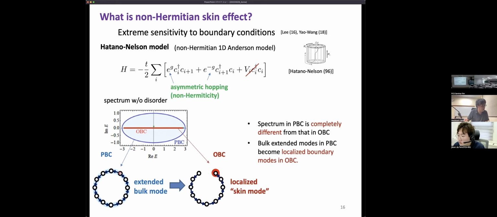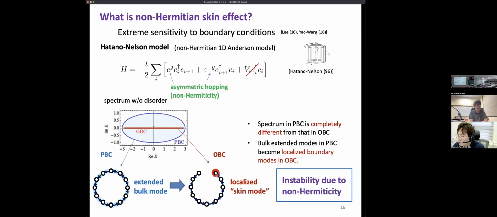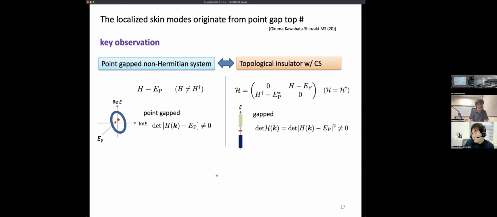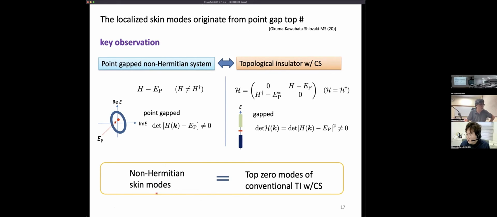And we also found that the bulk state is very different. In the periodic boundary conditions, we have an extended bulk mode. But once we have open boundary conditions, we have a localized skin mode. This is due to the instability of the non-Hermiticity and never happens in conventional Hermitian systems. And we can show that this localized skin mode originates from the point gap topological number. The key observation is the correspondence between the point gap non-Hermitian systems and topological insulators with chiral symmetries. As I mentioned before, we have a correspondence between non-Hermitian systems and Hermitian systems. And we found that the non-Hermitian skin mode coincides with the topological zero mode of conventional topological insulators with chiral symmetries.